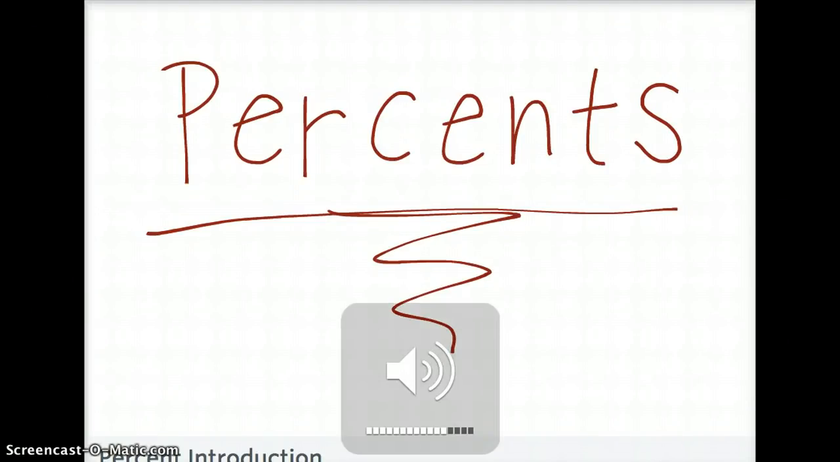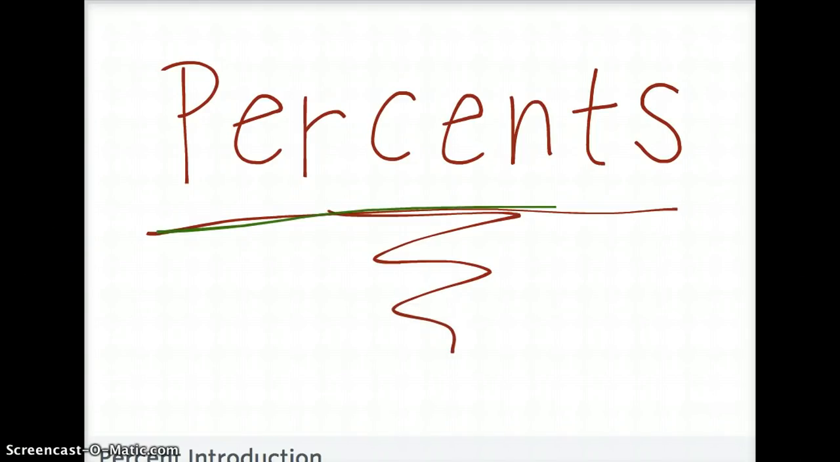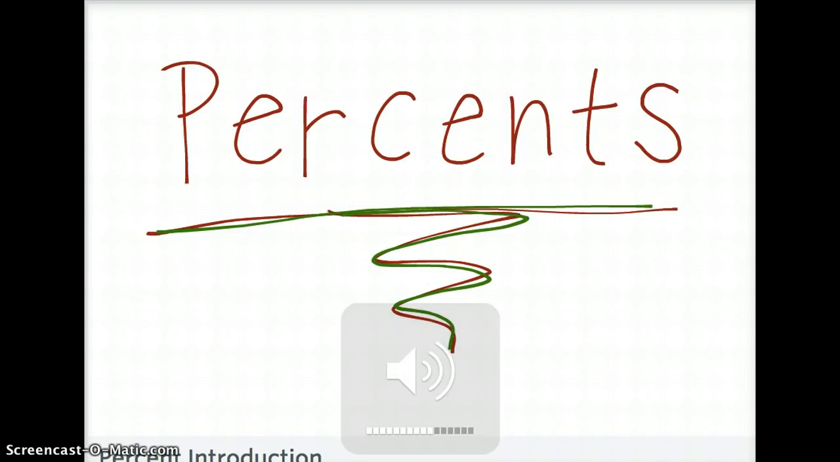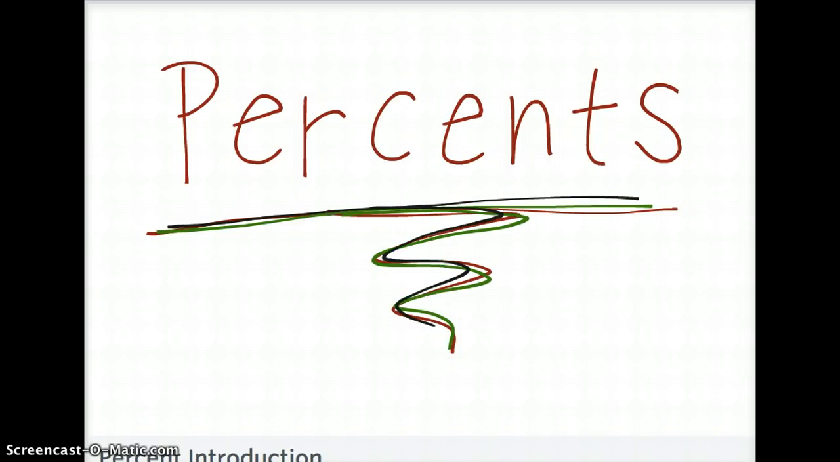Okay, hey guys, today we're going to learn about percents. Now, you guys have worked with percents in the past, so this should be a review. That's why I'm going to go through it pretty quickly. You should have some understanding of what a percent is already. You do need to take notes in your notebook, okay? And we're going to practice all this stuff in class tomorrow.